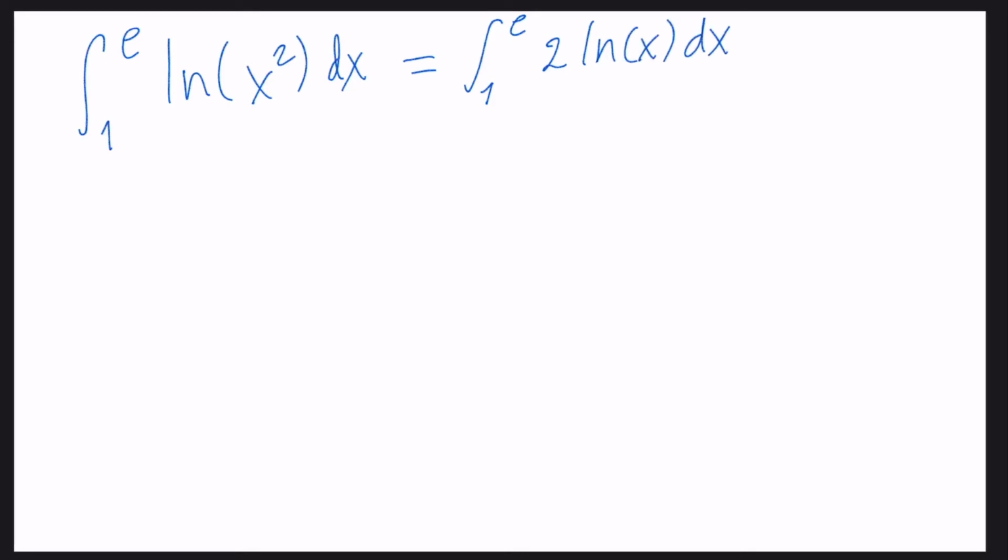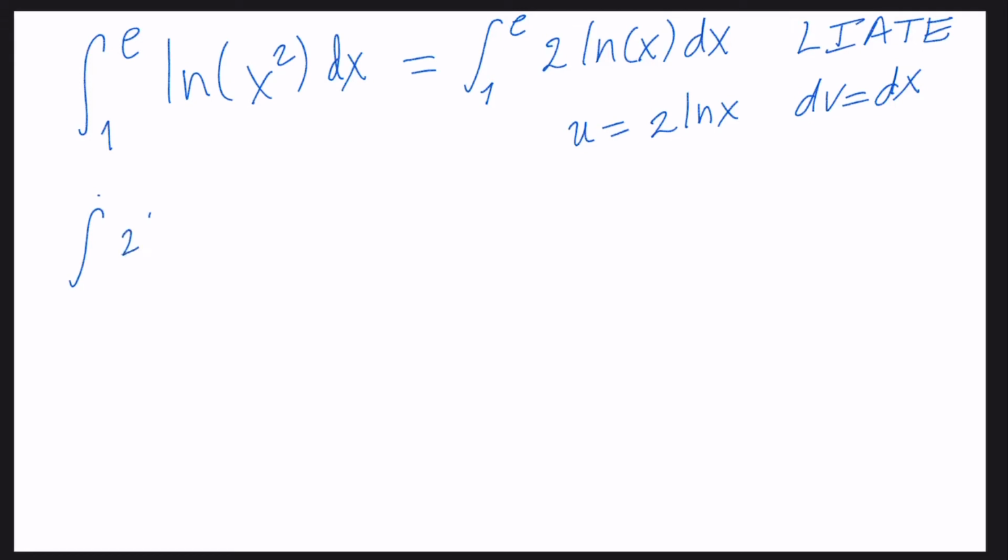We can make a substitution. Remember, in the video on integration by parts we explained this trick, and then we can say that u is 2 times natural logarithm of x and dv is dx. So using integration by parts, I will just integrate by parts the indefinite integral, then I will use the limits of integration. This is du, this is 2 dx divided by x, and v is equal to x.